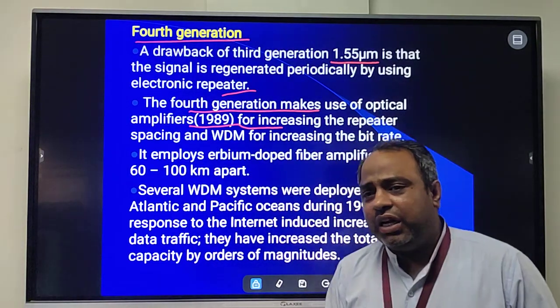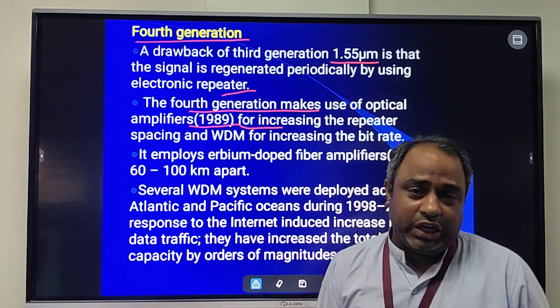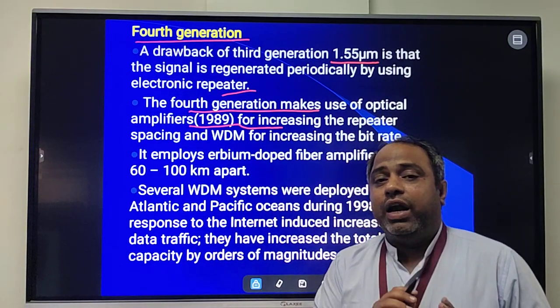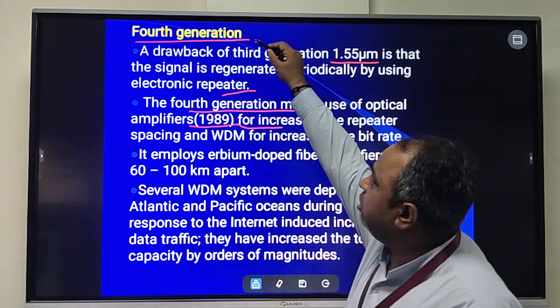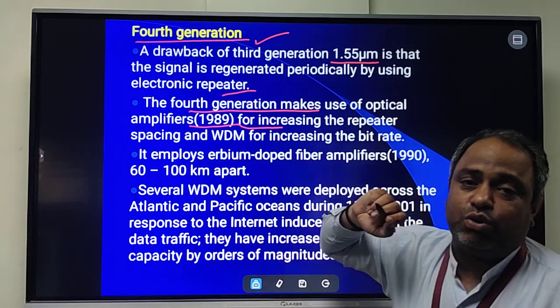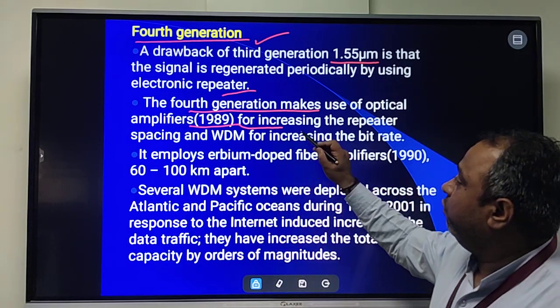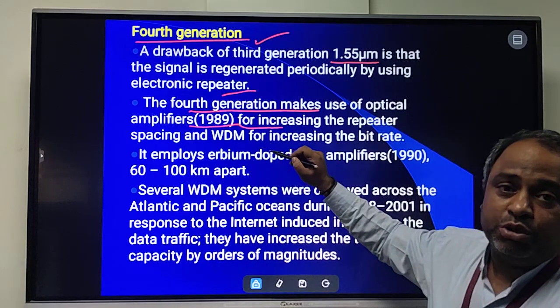Because it repeats the signal, and after repeating, the same signal is distorted. We use different kinds of filters and all these things. At that moment, in the fourth generation, we use the amplifier to enhance the gain, to enhance the signal strength according to your requirement, when the amplifier comes into that state.